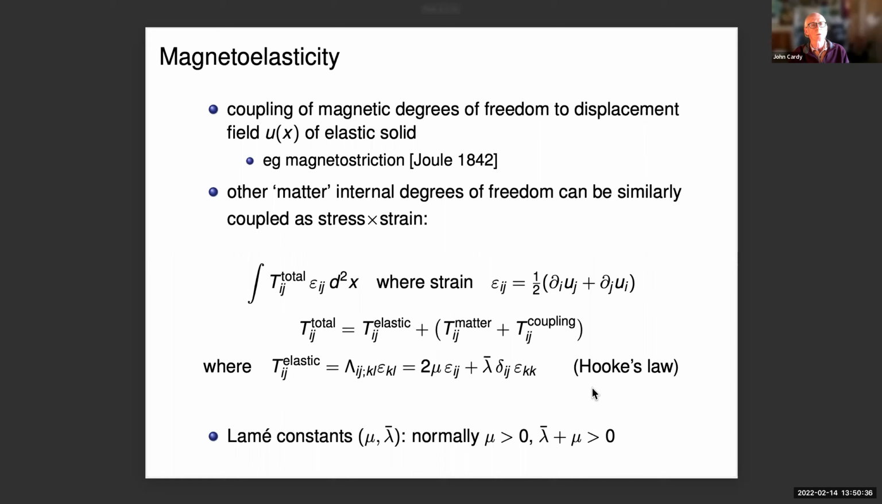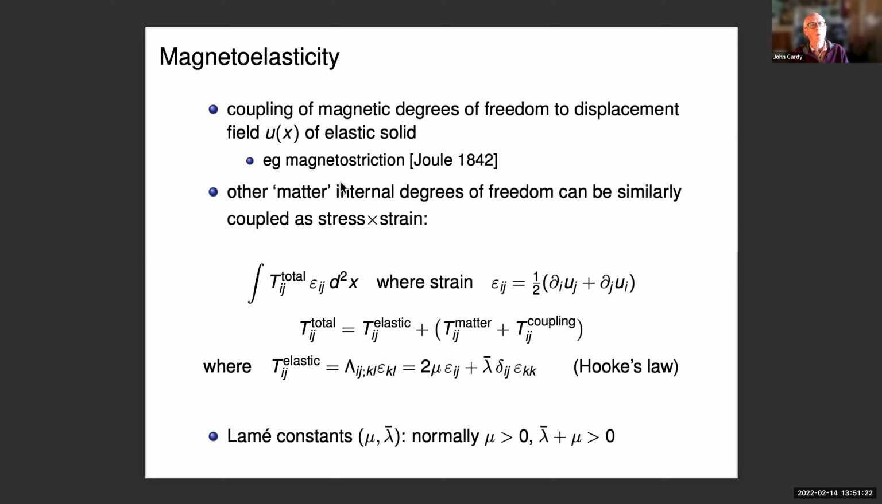Okay, so I'm now going to talk about this other interpretation, and that is in terms of magneto-elasticity. So I'll give you a very brief undergraduate level description of this. It's the coupling of the magnetic degrees of freedom to the displacement field of an elastic solid. And for example, this is responsible for the phenomenon of magnetostriction, that if you put a bar magnet in a magnetic field, it changes shape.